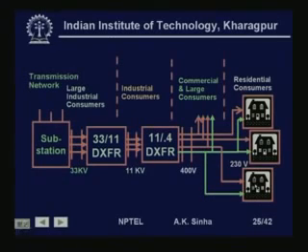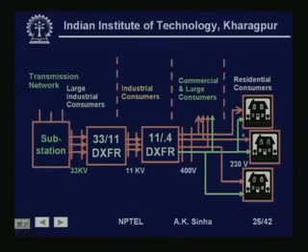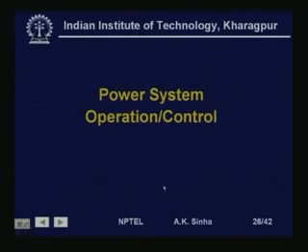That is, in order to balance the three-phase system, the loads, especially the single phase loads, are distributed on the three lines, so that this three-phase system becomes somewhat balanced. So, this is about the distribution system. Next, we will talk about power system operation and control.